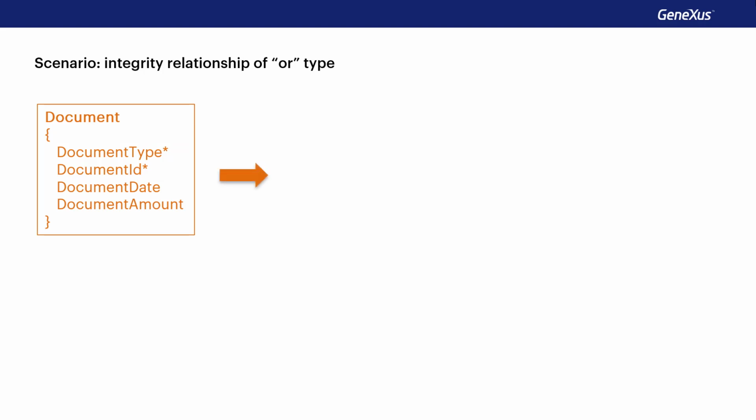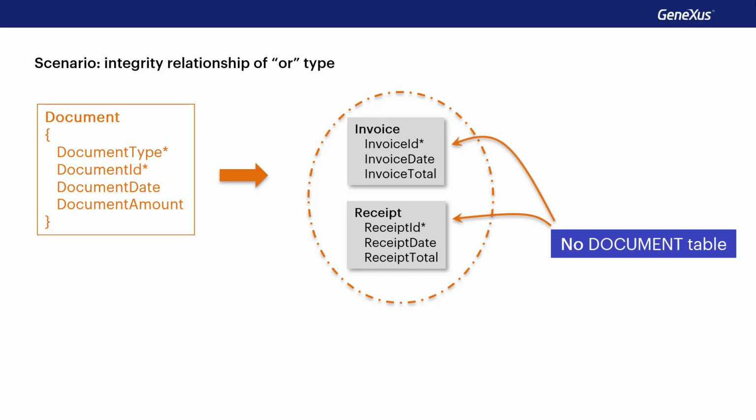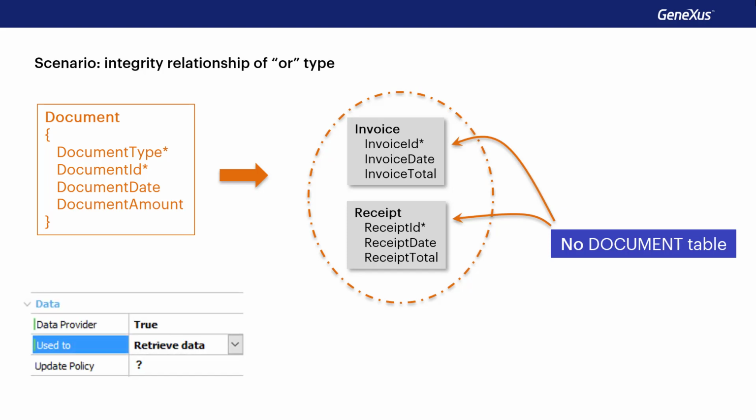This transaction will be like a view that will unify the information contained in the invoice and receipt tables. In other words, it will not create a table to contain the data. Instead, it'll take it from the tables corresponding to invoice and receipt. To this end, we set its data provider property to true and indicate that we'll use this data provider to receive information. After that, Genexus will automatically understand that the table associated with the transaction must not be created, because this data provider will be used to indicate from where to obtain the data. In this case, it'll be from the invoice and receipt tables associated with the corresponding transactions.